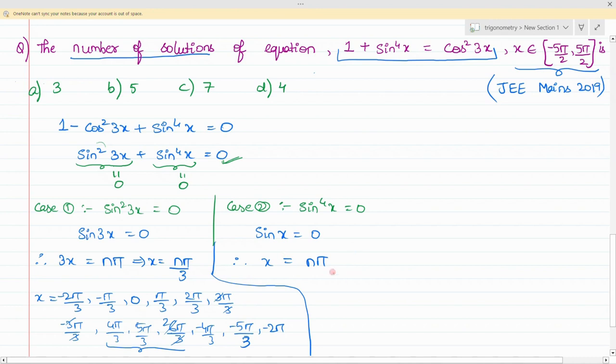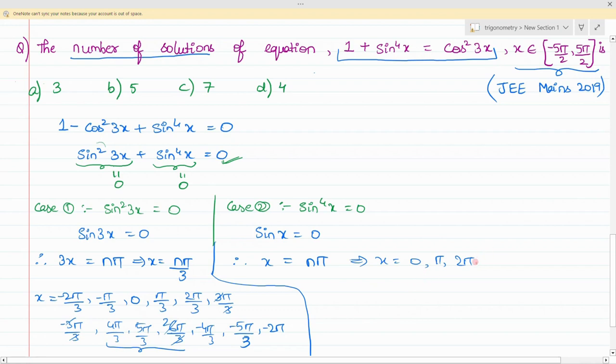So here if you keep the value of n as 0, 1, 2, then x will be 0, pi, 2 pi. 3 pi can't come because it exceeds this range.